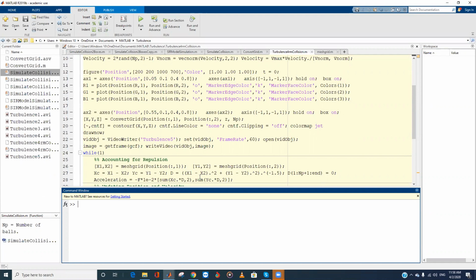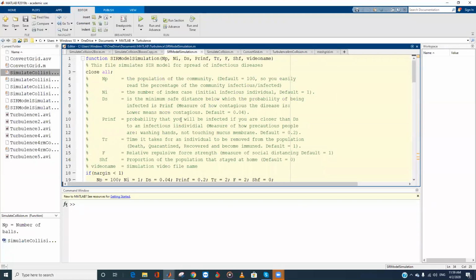To illustrate these ideas, I have an SIR model simulation that I built, which is available on MATLAB File Exchange. I can show you where to get it, in case you just want to experiment and try something out yourself.